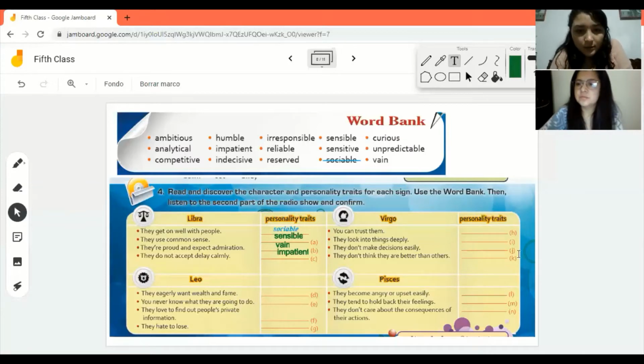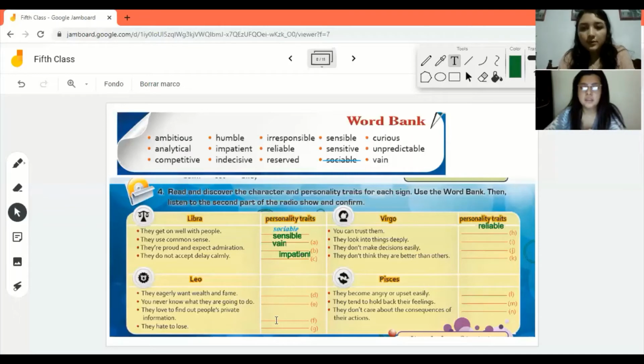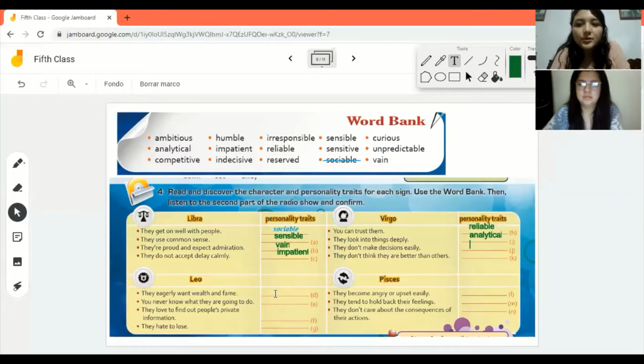So then we have Virgo. In this case, you can trust them. Remember this one? Reliable. Then we have they look into things deeply. They are analytical. The other one is they don't make decisions easily. They are indecisive. They don't think they're better than others. Humble. Good.